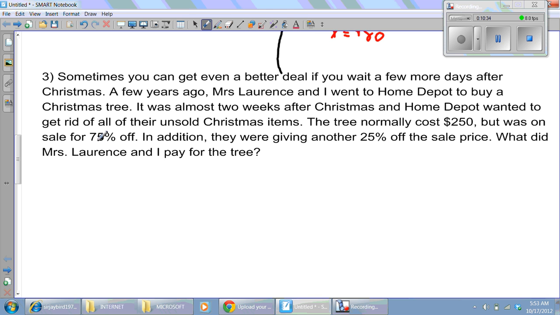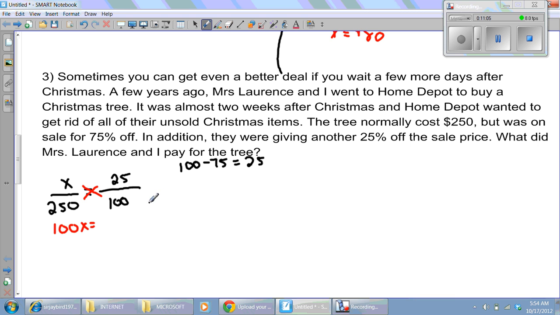So I know my first percent proportion, I'm getting 75% off. Well, if I get 75% off, what percentage did I pay? Well, I paid 25%. So I put a 25 there. The normal price of the tree is $250. Okay, and I'm wanting to find the sale price. Going to cross multiply, and I'm going to get 100x, and 25 and 250 is 6250, and there's going to be a 0 on the end.